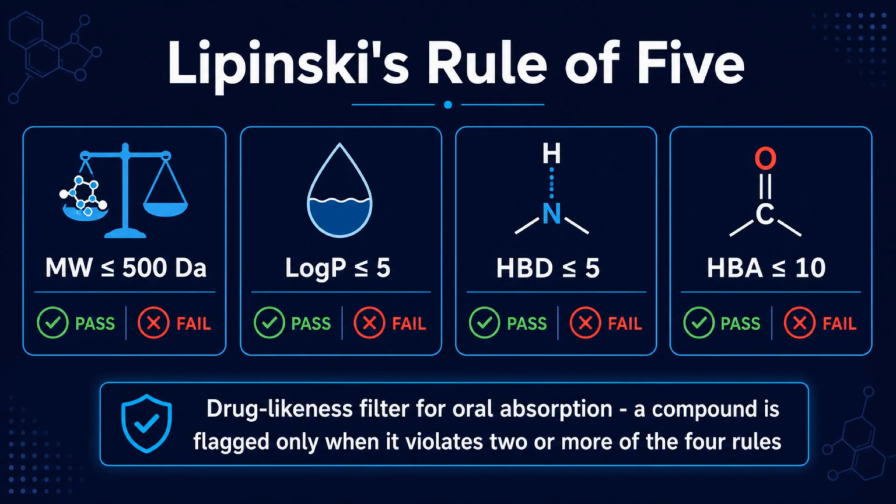Lipinski's rule of 5 uses key descriptors to predict drug likeness. The criteria include thresholds for molecular weight, lipophilicity measured by log-P, hydrogen bond donors, and hydrogen bond acceptors. Compounds satisfying these rules tend to have high oral absorption. This remains one of the most important filters in drug discovery.